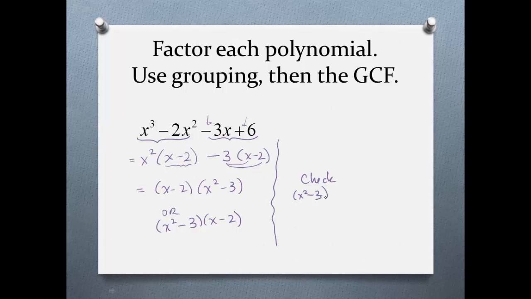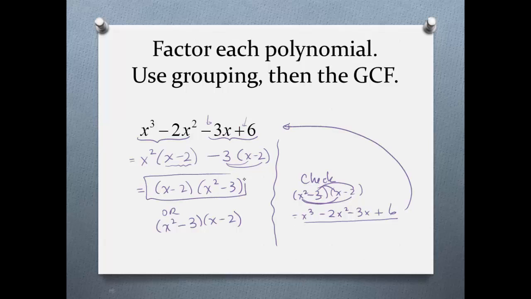x squared minus 3 times x minus 2. X squared times x is x cubed. X squared times negative 2 is negative 2x squared. Negative 3 times x is negative 3x. And negative 3 times negative 2 is plus 6. And if you compare this to what we started with, they're the exact same thing. So that means that these answers over here are the correct factored form.